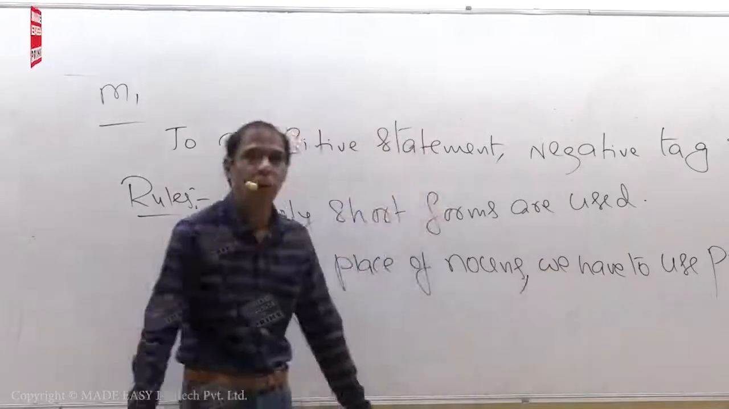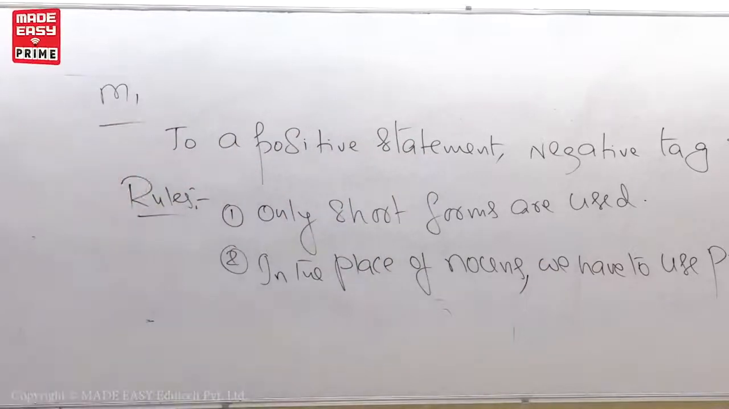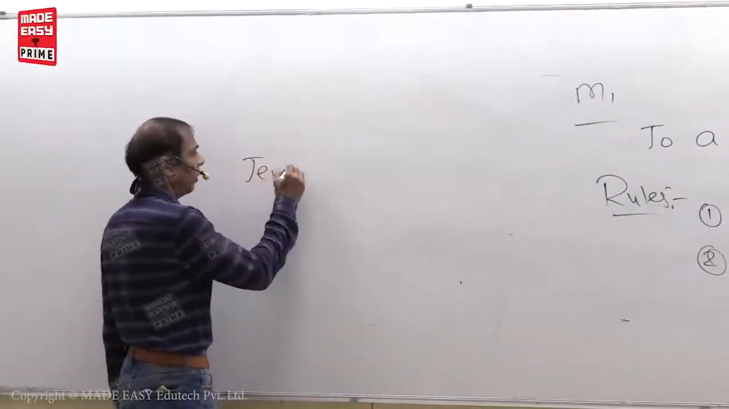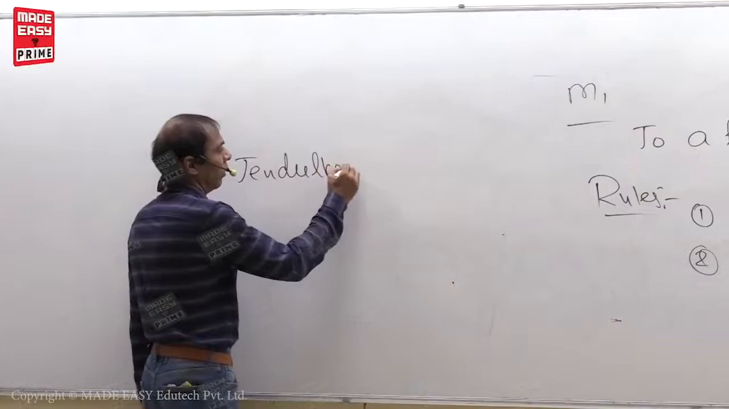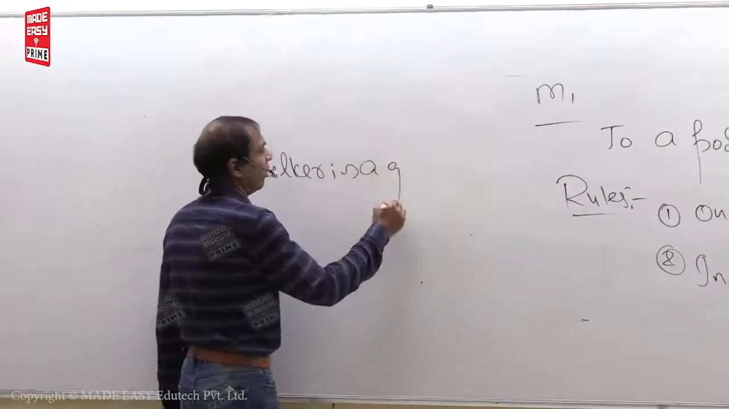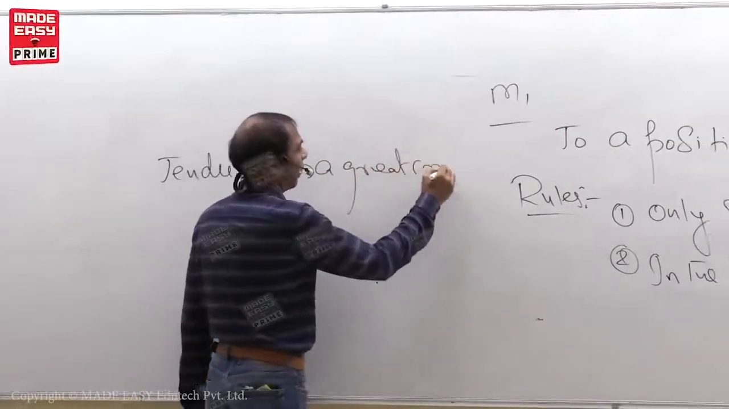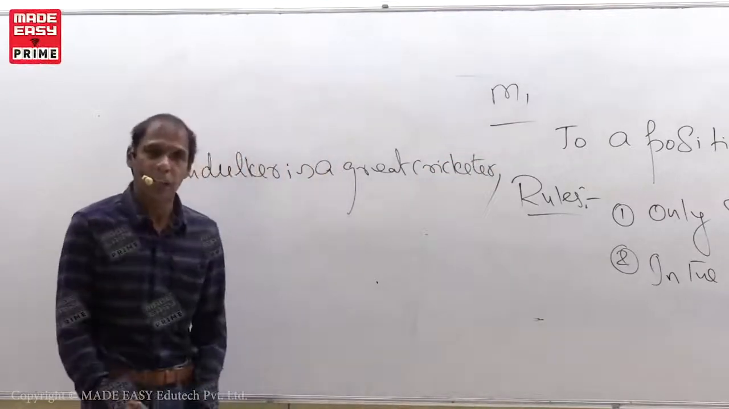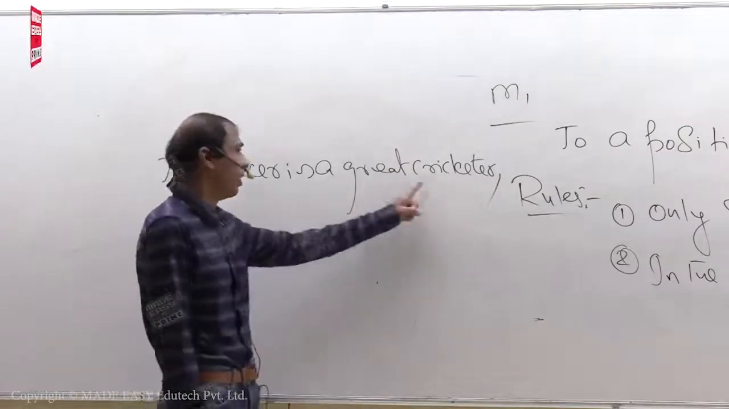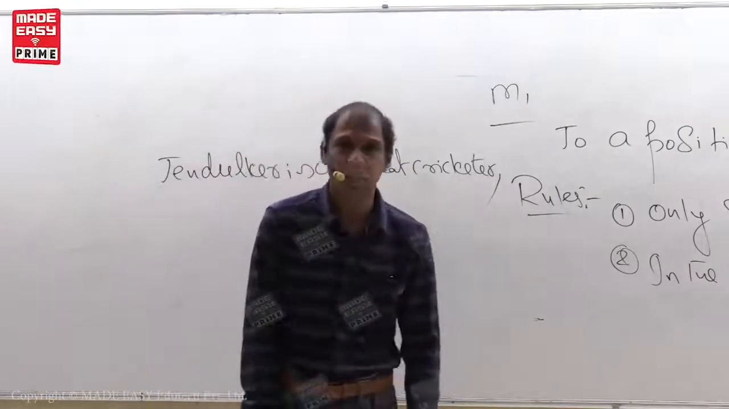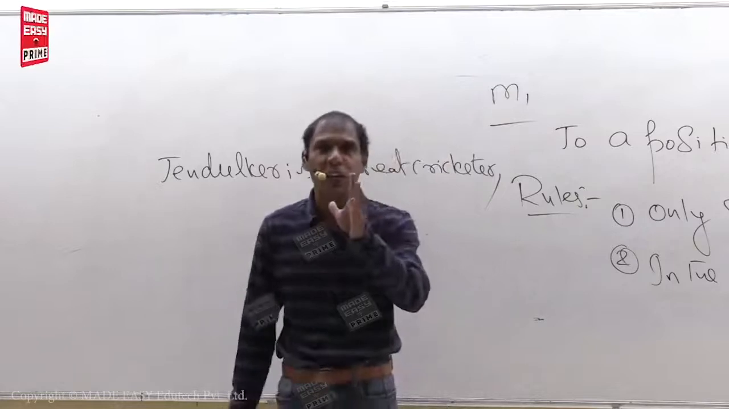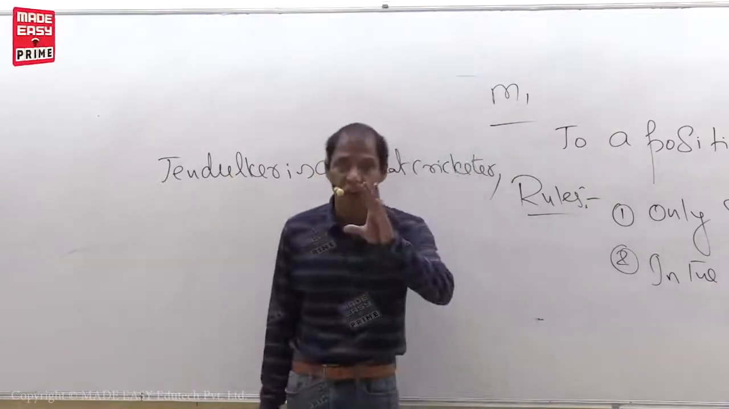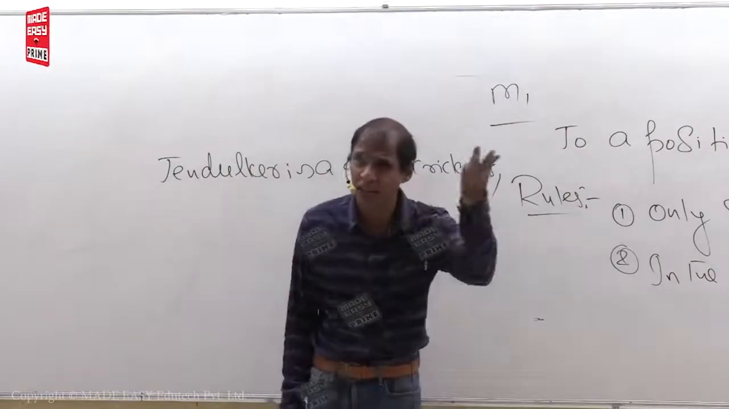Look at the board, my students. For example, let us take the same sentence. For example, see, Tendulkar is a great cricketer. My students, this is a statement. Now we want a question tag. Very simple. A question tag is always opposite to the statement.